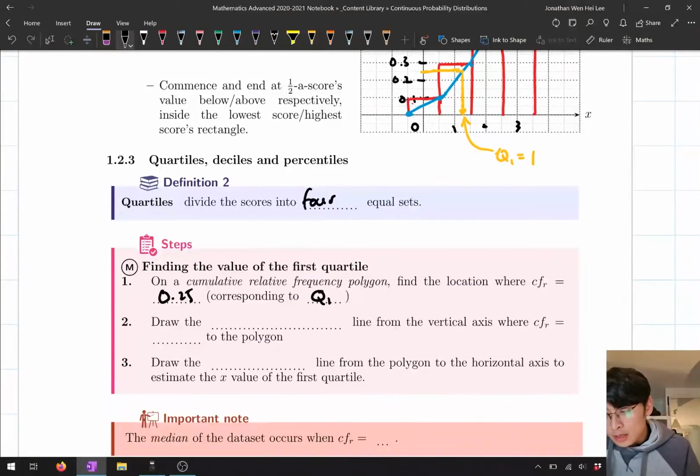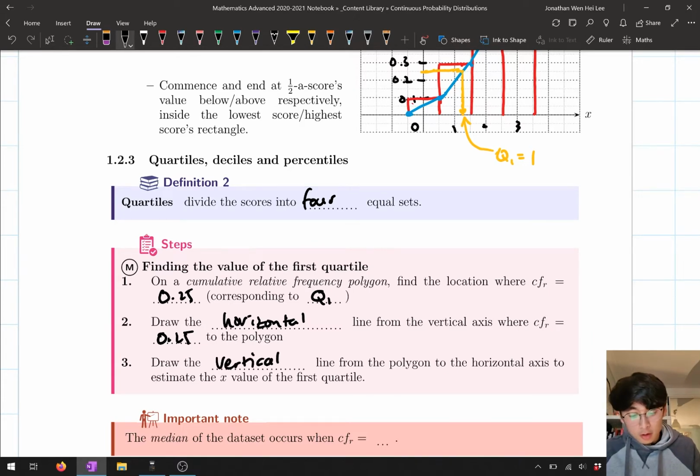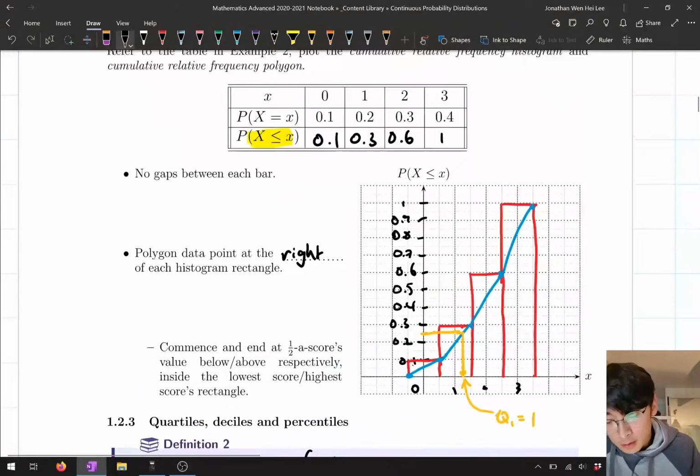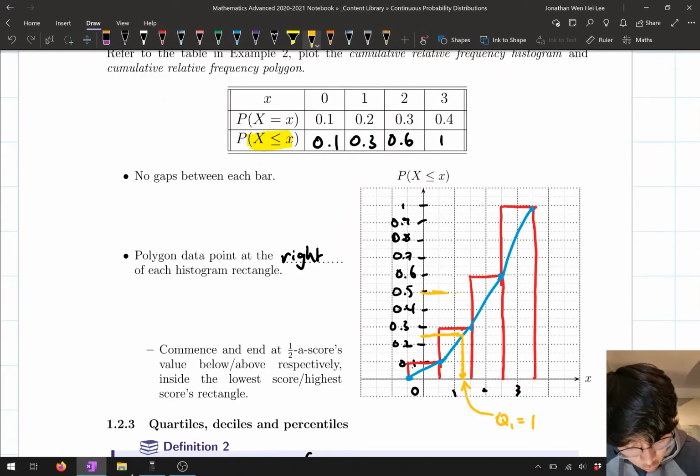Okay, and so that's what we did here. We drew a horizontal line from the vertical axis where the cumulative relative frequency is equal to 0.25 to the polygon, and drew a vertical line, which is what we did as a final step, from the polygon to the horizontal axis. And we can do the same for our median and also our upper quartile. And so here, the median is when the cumulative relative frequency is 0.5. So here, I go to where 0.5 is, draw a horizontal line, and then read down. And so my score here is 2. And so that tells me that my median is equal to 2.